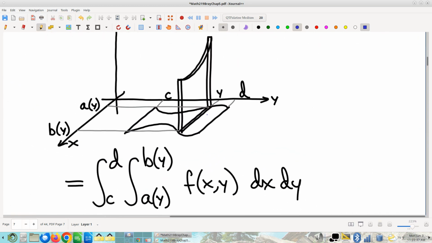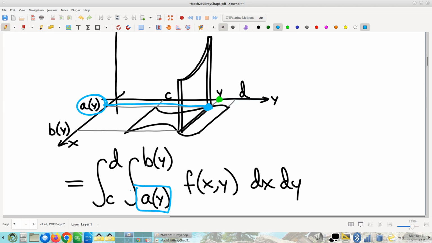The one little detail is that I claim the inner bounds are not going to be constants. They're going to depend on y. And I claim you can just visibly see that in the picture. Let's suppose you're looking at, for example, this value of y right here. For that value of y, notice that my lower bound is going to be that value of x.